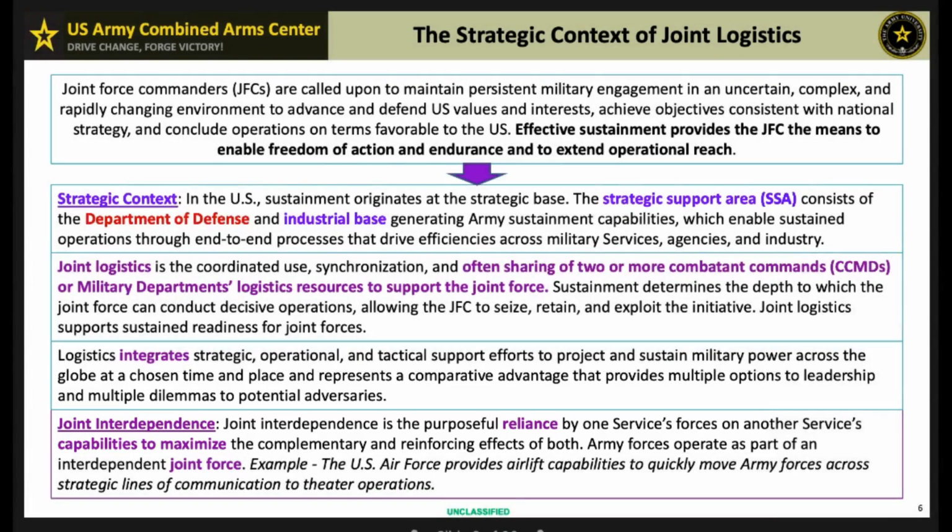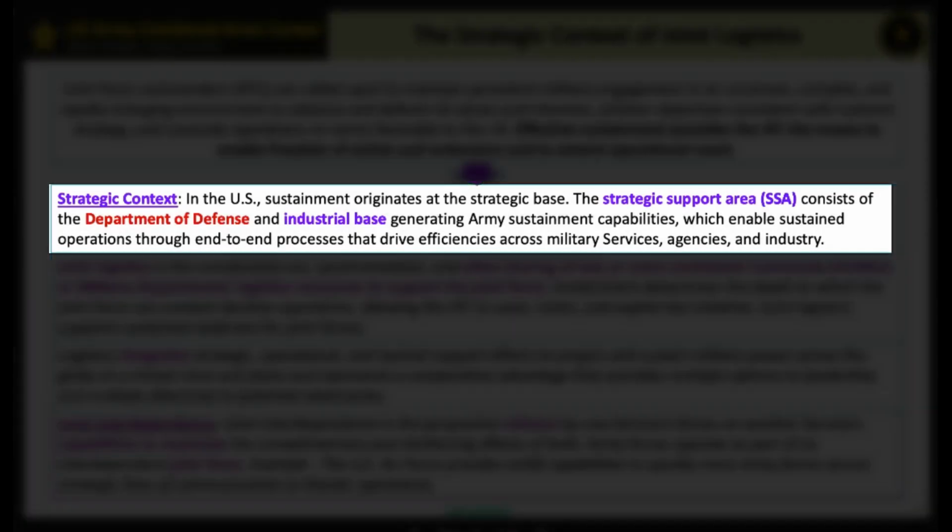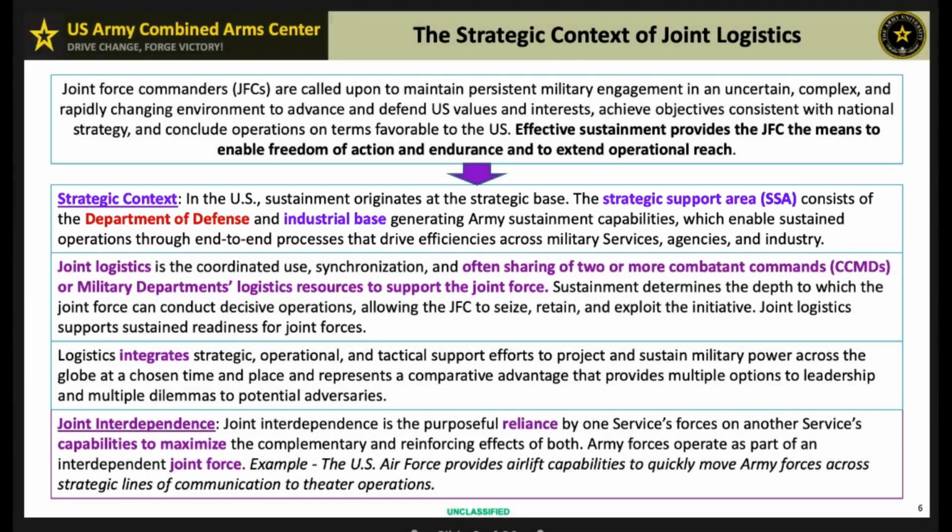This slide outlines the strategic context of joint logistics and highlights the importance of sustainment in joint military operations. In the U.S., sustainment originates from the Strategic Support Area, SSA, which includes the Department of Defense and Industrial Base. The SSA ensures that Army sustainment capabilities are generated to support sustained operations across military services and agencies.